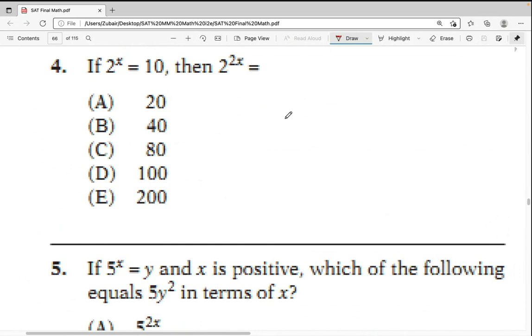Would it be 100? Correct. Try question number 9.